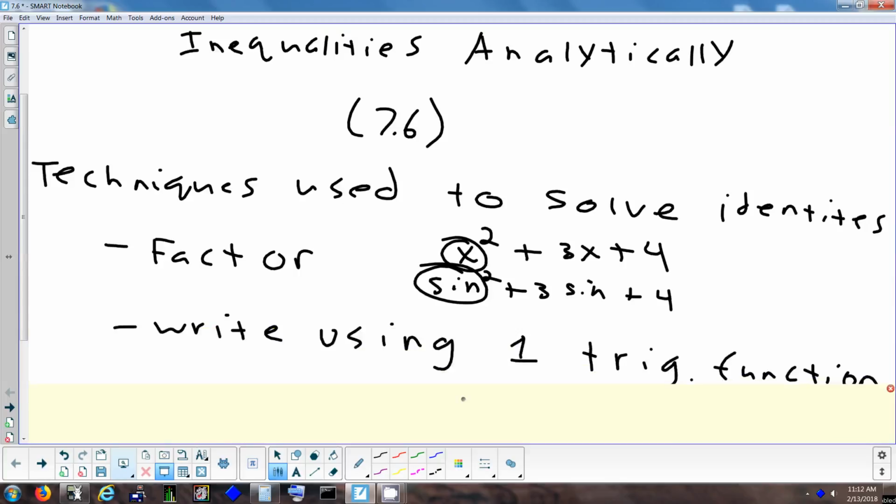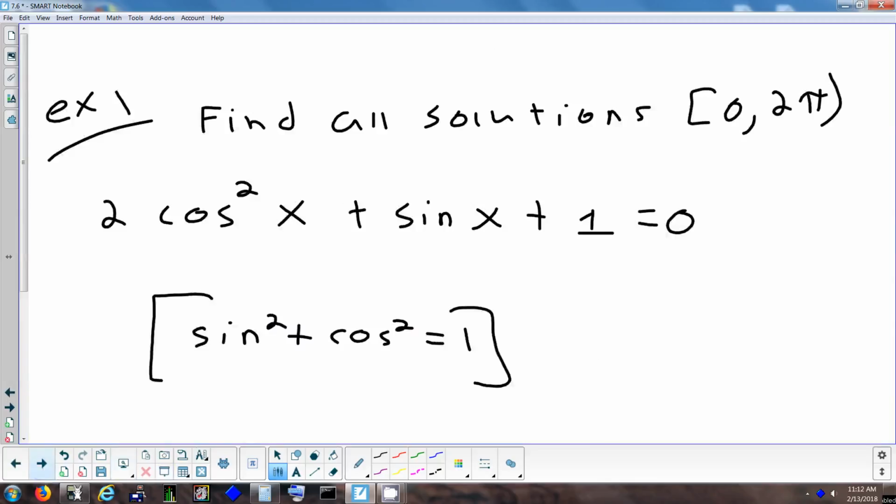Writing everything in terms of one trig function. So if you have a problem that has multiple trig functions in it, like this one, this is no good. No good because you've got cosine and you've got sine in the same problem. We have to fix that. And I'll explain how when we do it.